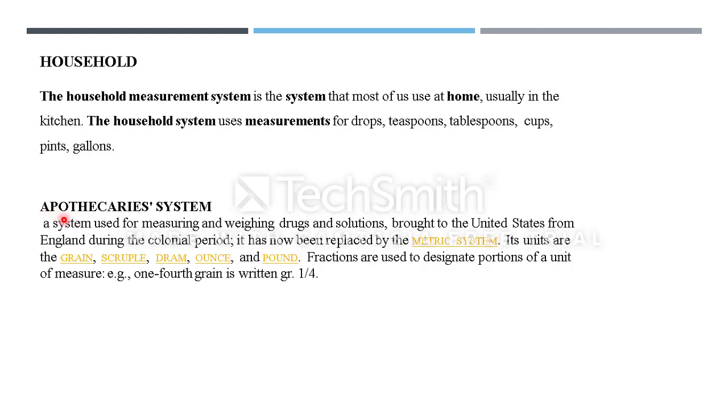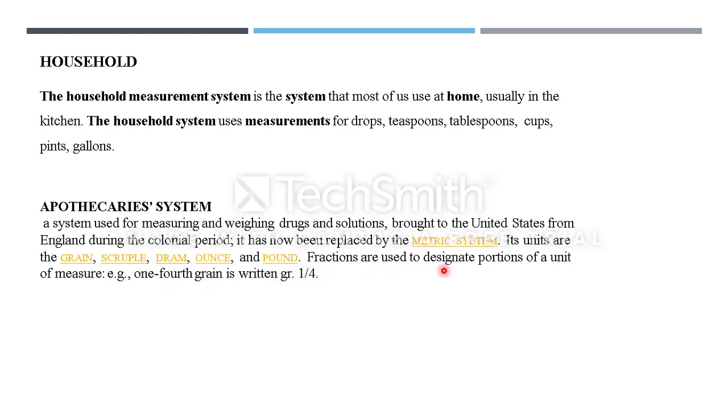Now the last one of the systems of drug measurement is apothecaries. It's a system used for measuring and weighing drugs and solutions, brought to the United States from England during the colonial period. It has now been replaced by the metric system. So its units are the grain, scruple, dram, ounce, and pound. These measurements were used in later days, and now they have been replaced by the metric system.